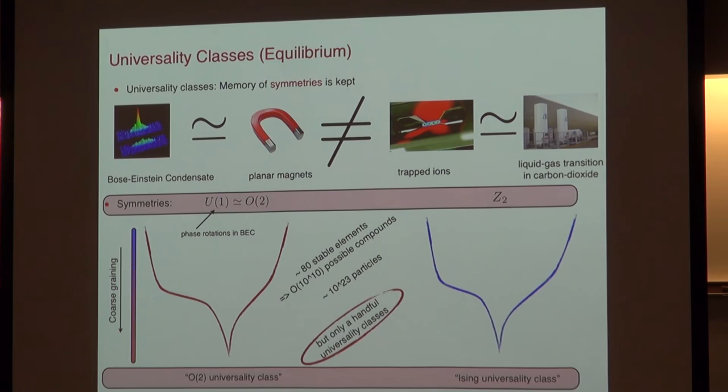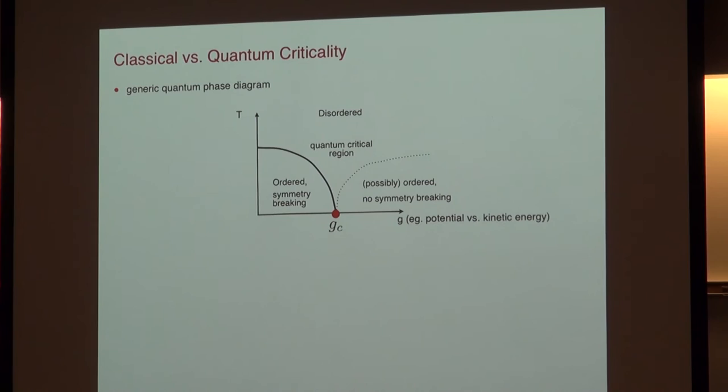An interesting point from my point of view is this simple consideration. Imagine 80 stable elements. Combining a few of them, we can easily form 10 to the 10 compounds. The systems have 10 to the 23 or 10 to the 6 degrees of freedom. But still, there's only a handful of universality classes which really exist in nature. And so it's a really strong concept, a strong loss of memory.